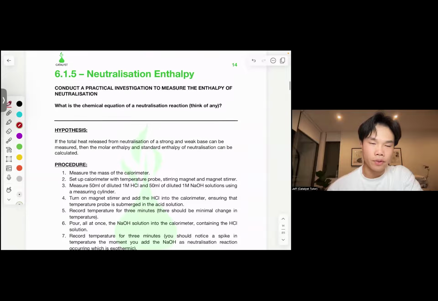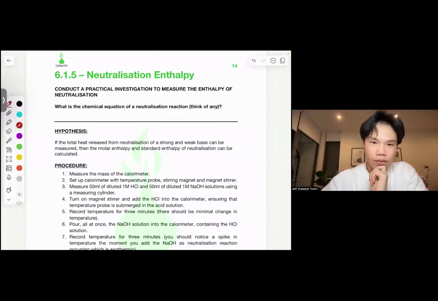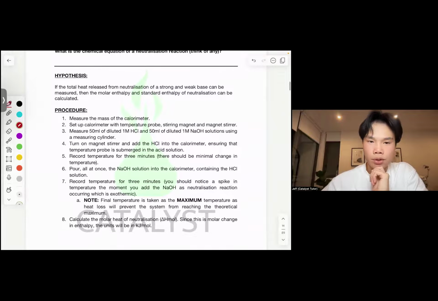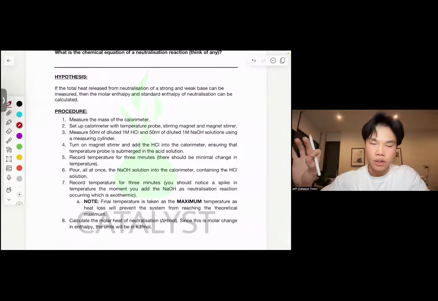Neutralization enthalpy. So when you neutralize an acid and base, is this endo or exothermic? Exo, definitely. Exothermic. So the prac that you do is you combine two solutions of acid and base typically, and you'll be making a salt and water and releasing energy. So to calculate the delta H, you need to use two important equations. What are those equations?